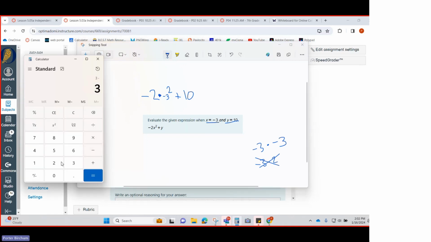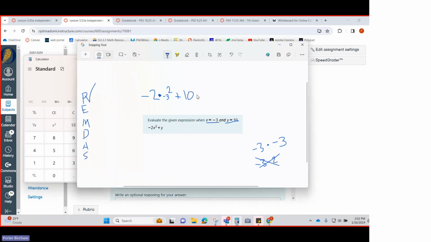What is negative 3 times negative 3? It is 9, positive 9. Let's rewrite this expression. So negative 2 times 9 plus 10. I see, so we just did exponents, no more exponents.